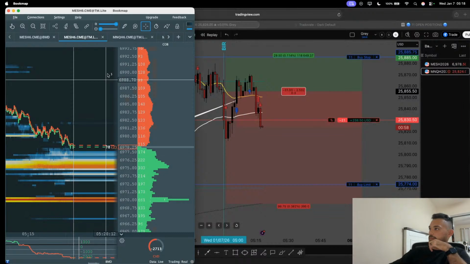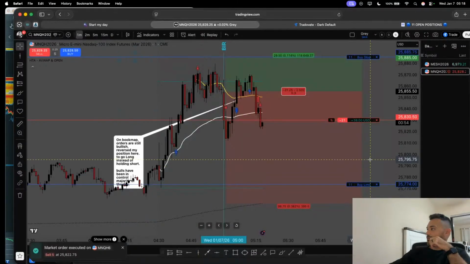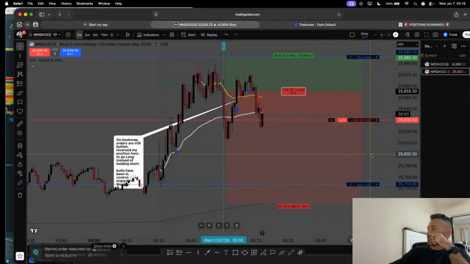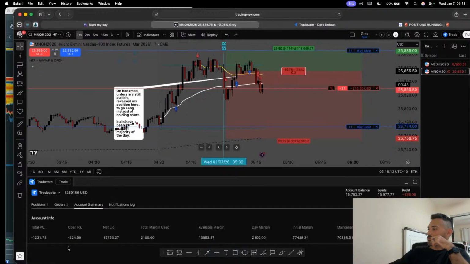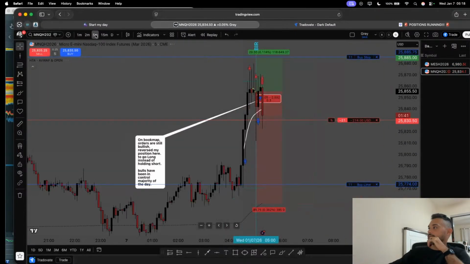So Bookmap. There we go. Bearish orders. 25.8 is a level. I don't even know how I got to 1200, dude. I thought it was at 6. It's insane.